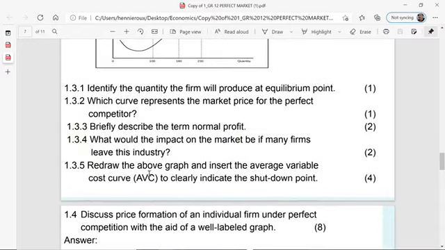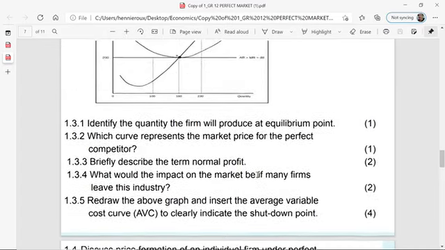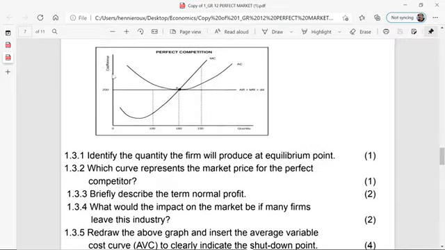Then it says here, redraw the above graph and insert the average variable cost to clearly indicate the shutdown point. So all you had to do was to copy this graph as it is, and then the only difference between this and the 1.3.5 is you would now draw another curve below this, and you would call that your AVC, and you will draw in your new revenue line as well. Let's have a look and see what that would look like.